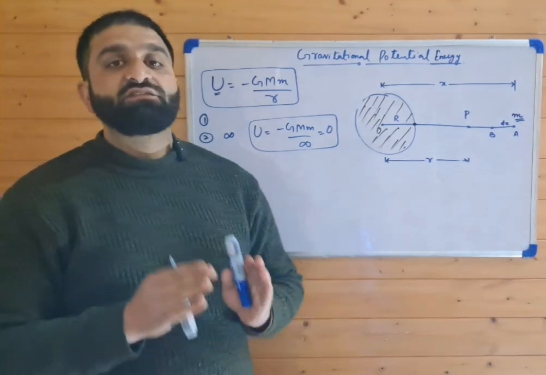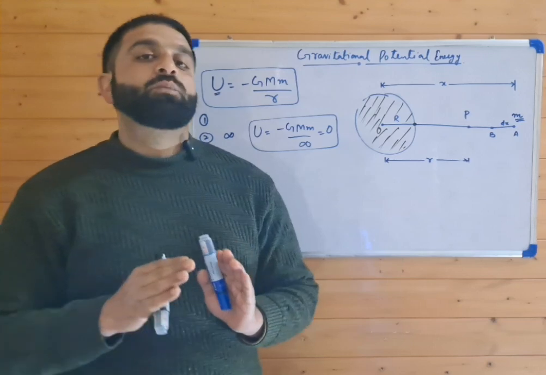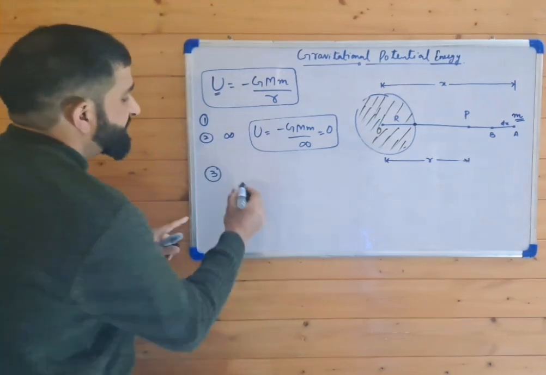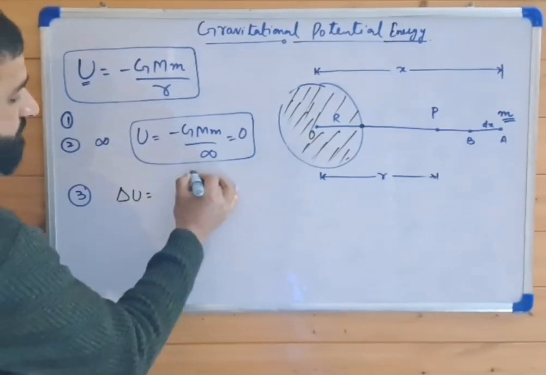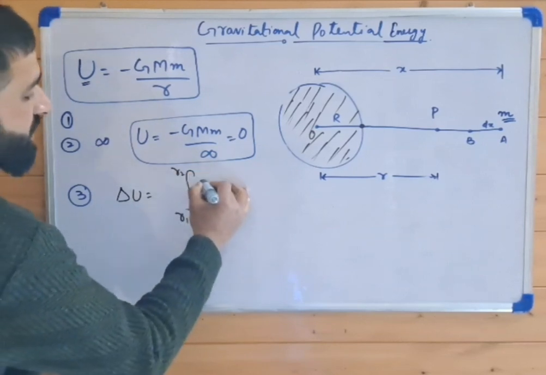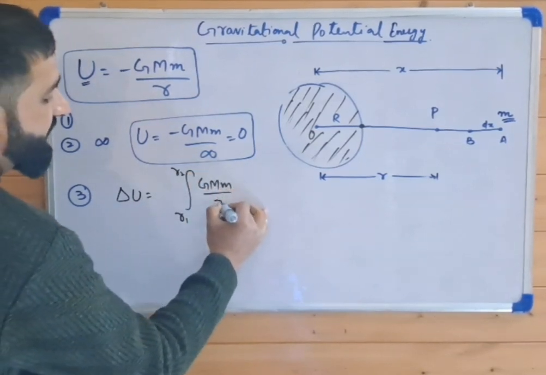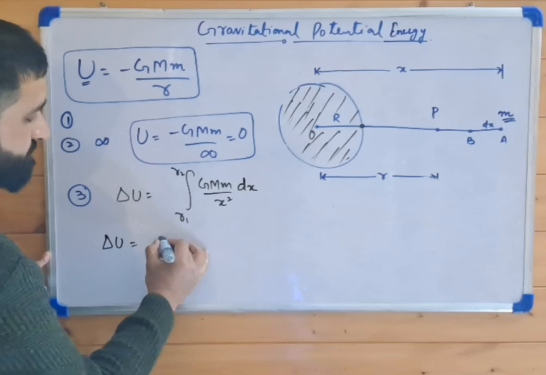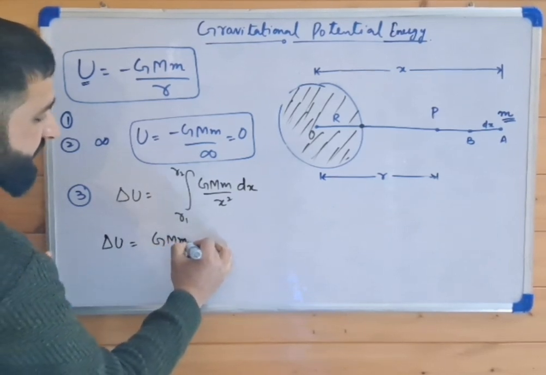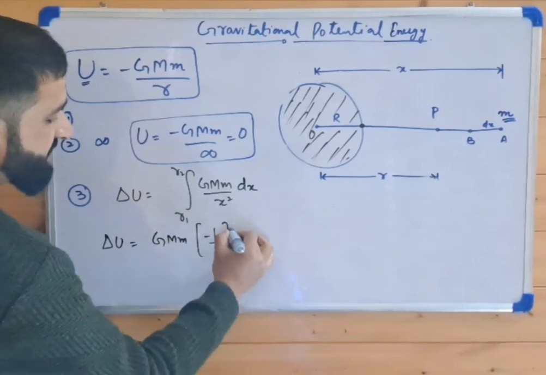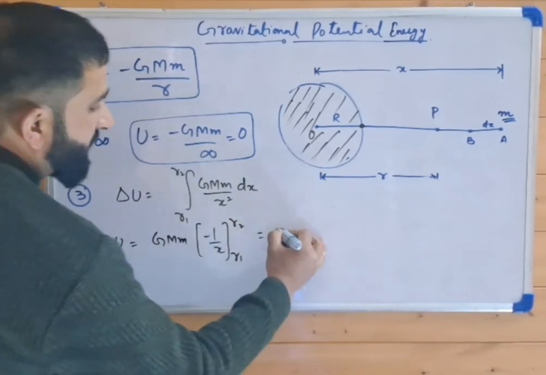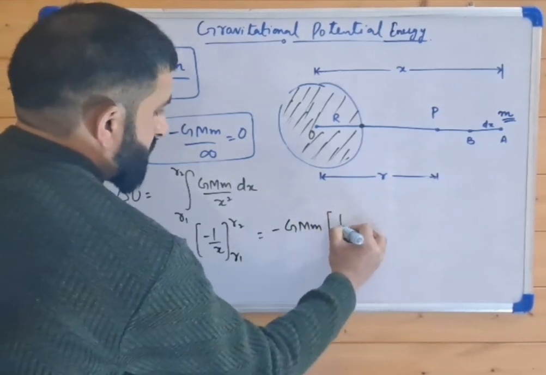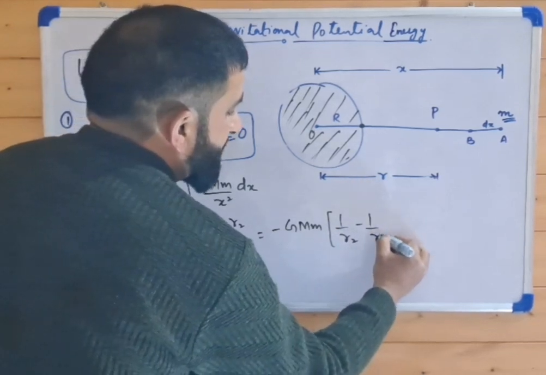Point number 3 is, if a body in a field is moved from point R1 to R2, what is the change in potential energy? The change in potential energy will be equal to the integral from R1 to R2 of GMm by x square into dx. So the change in potential energy will be equal to GMm times the integral of 1 by x square, which is minus 1 by x, from R1 to R2. That is minus GMm into 1 by R2 minus 1 by R1.